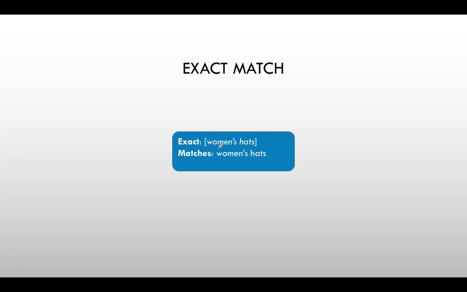First of all, we use square brackets before and after the keyword to indicate that it is an exact match. When you add these brackets, you are telling Google to trigger your ad only if the user's search query exactly matches your keyword. That means your ad will get triggered only if the user's search query contains women's hats. Nothing before it and nothing after it.